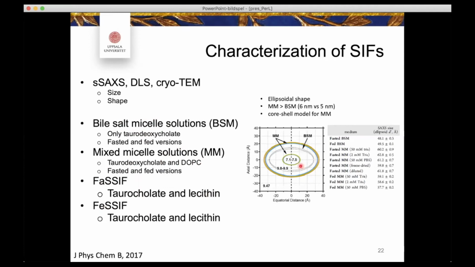So I won't go into the SAXS results that much, because this talk is intended to focus on the computational parts. But one of the outcomes from analyzing the colloidal structures with small angle X-ray scattering was that a lot of those structures were found to be ellipsoidal in shape. The mixed micelles, containing both lipids and bile salts, were found to be larger in general than the bile salt only micelles. The best fit to the SAXS data was with a core-shell type structure, where we had a core of lipids and then a bile salt shell on top of that. The general size of these micelles was on the order of about 5 nanometers.